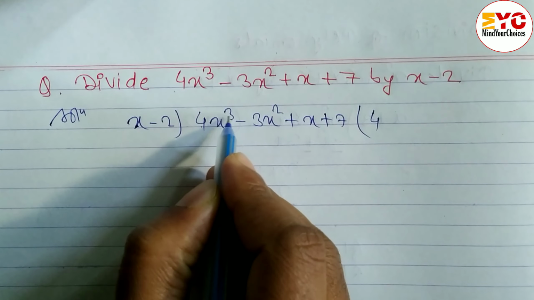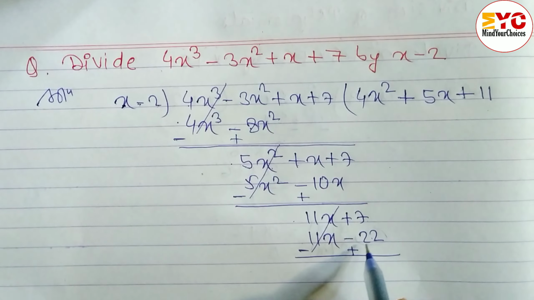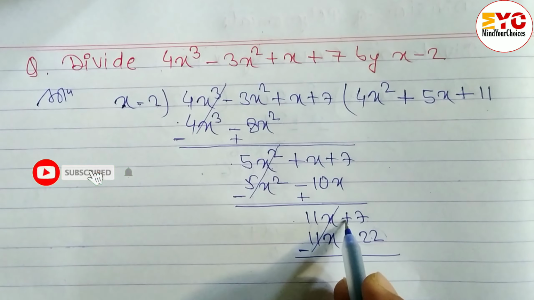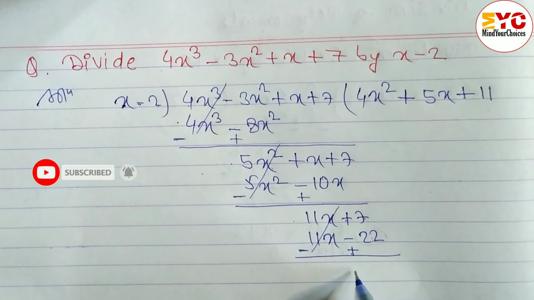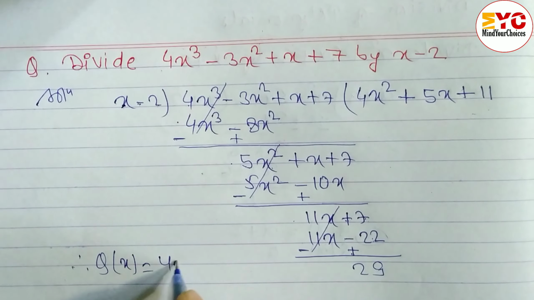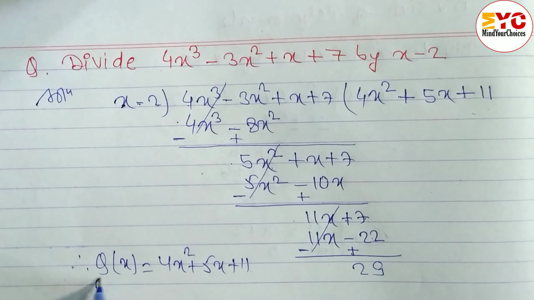Now you can see here 11x minus 11x, one positive and another negative, so we can cancel this. Now this plus 7, and the sign of this 22 is negative, we change the sign, so the sign of 22 is positive. Plus 7 plus 22 will be 29. So here the quotient q(x) is 4x square plus 5x plus 11, and the remainder r(x) is equal to 29.